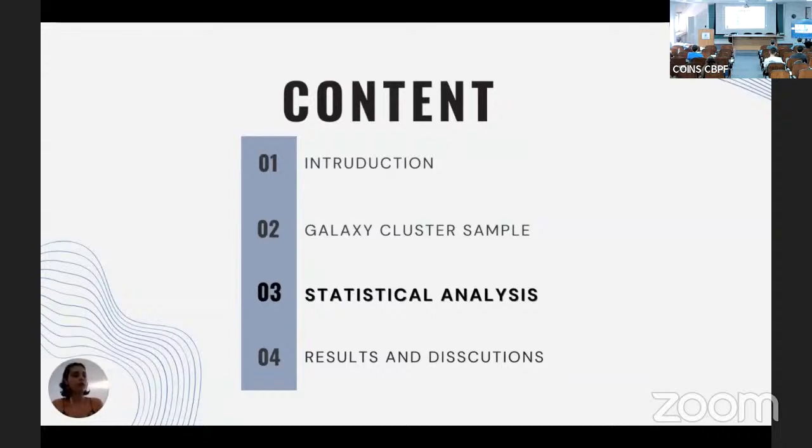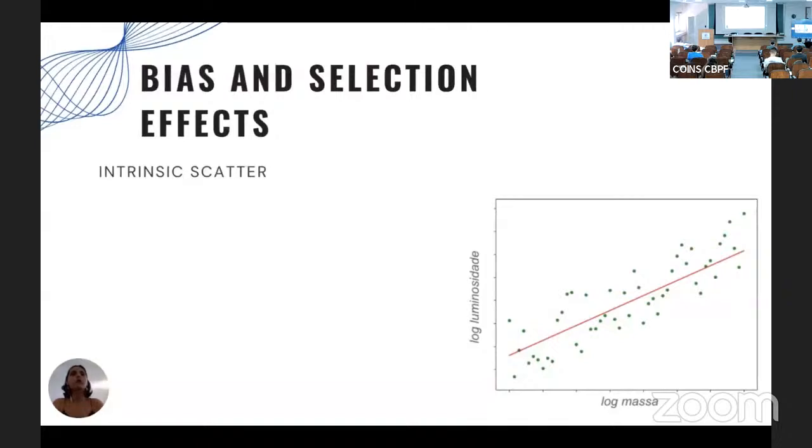So we have our cluster samples, and we have the linear relation that we want to calibrate. But then you might think that it's enough to just do a simple linear fit. And to be honest, that's what most works do. They use a simple linear fit, but that's not what we wanted to do in this work. We wanted to create a more robust statistical analysis to account for biases and selection effects.